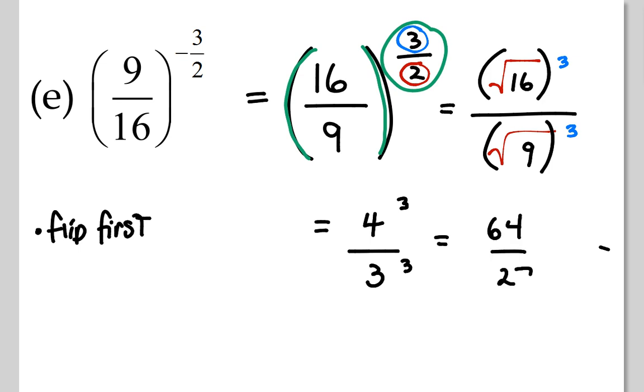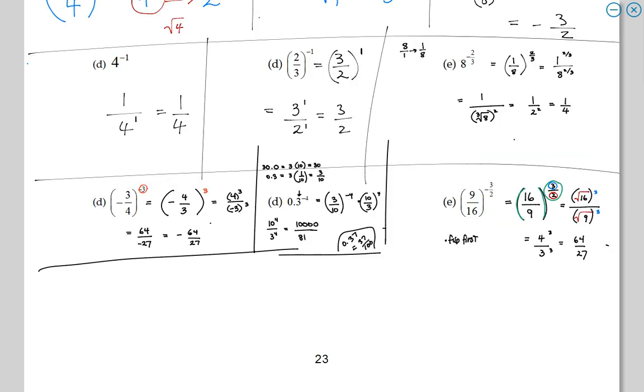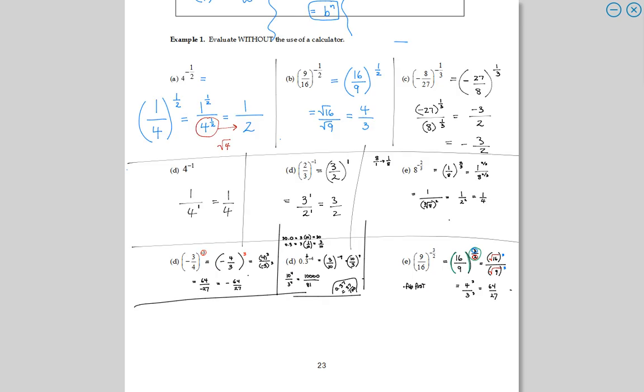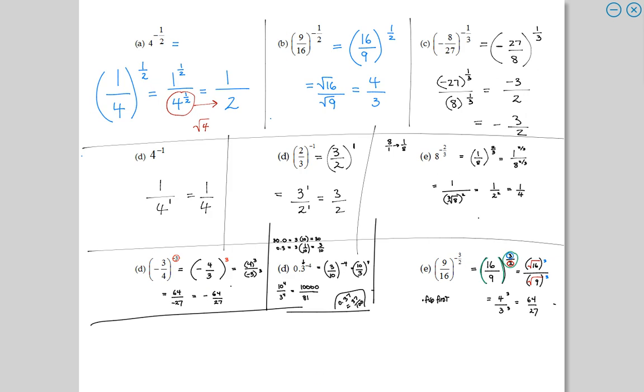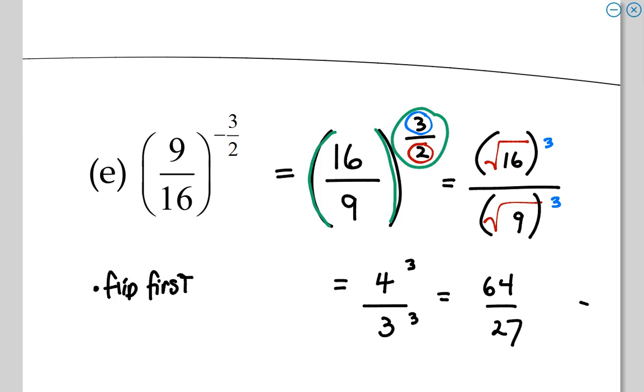64 over 27. I feel like we did this one already. The exact same one? No, it's just a different power, right? But I feel like we got 64 over 27. Oh, it's over there. So I guess you start to see the patterns in the numbers. You're going to see those perfect squares, perfect cubes that are on your list. All right, let's keep rolling.